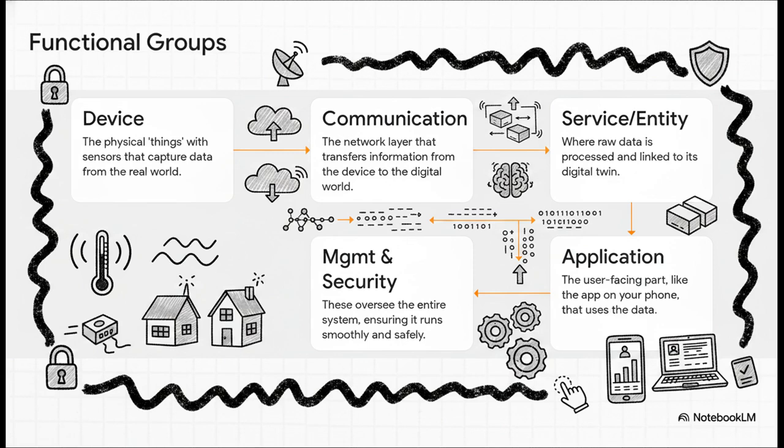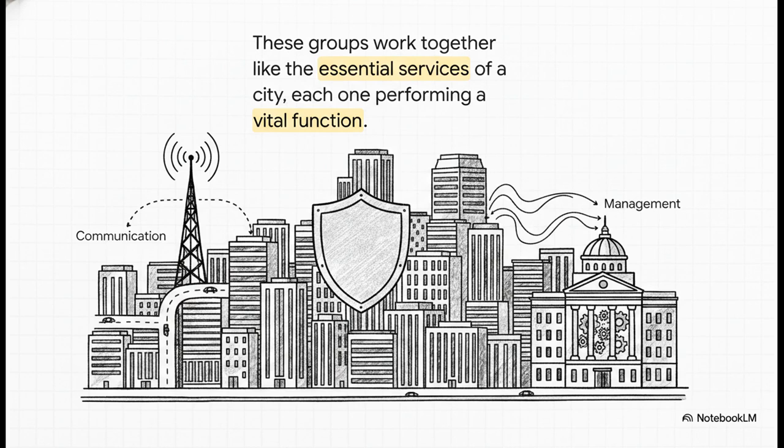That data flows up to the IoT service layer, where it gets processed and connected to its virtual entity. Yep, that's our digital twin again. Near the top, you have the application, which is how we actually use the data. And then wrapped around the whole thing, you have management and security, making sure everything runs smoothly and safely. A really great way to think about these functional groups is to picture them like the services of a city. The communication group, that's your road and transit system. The security group, that's the police force protecting everything. And the management group is kind of like City Hall, just making sure all the other departments are doing their jobs right.